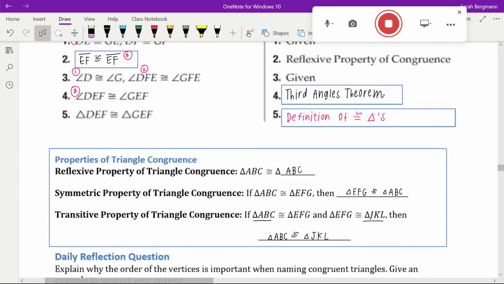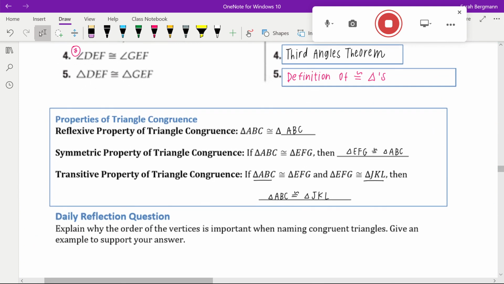Alright, just as these properties, reflexive, symmetric, and transitive, work for congruent angles and congruent sides, they also work for congruent triangles. They're the same properties we've been working with since chapter 1, so they shouldn't seem too strange.